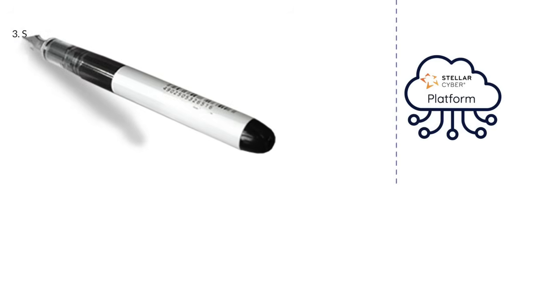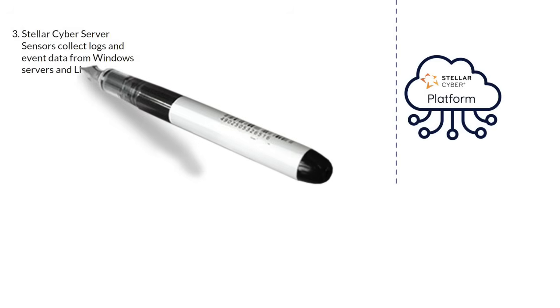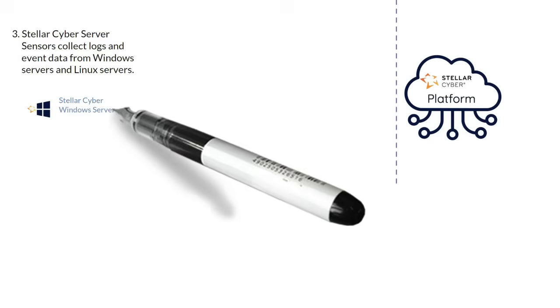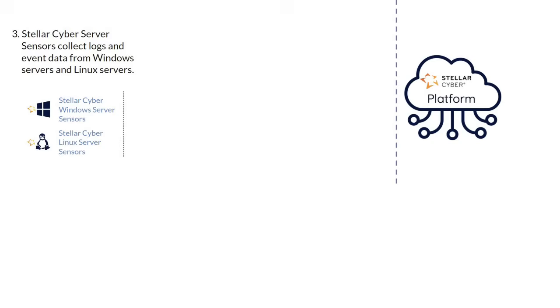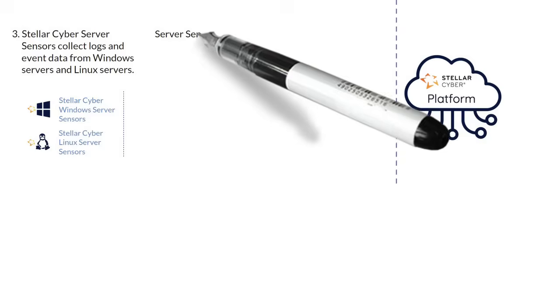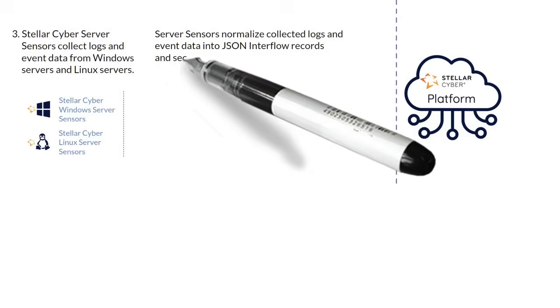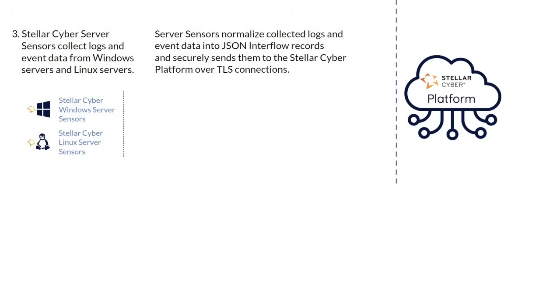Stellar Cyber server sensors collect logs and event data from Windows servers and Linux servers. The server sensors run on Windows servers and Linux servers as shown here. They normalize collected logs and event data into JSON interflow records and securely send them to the Stellar Cyber platform over a secure TLS connection.